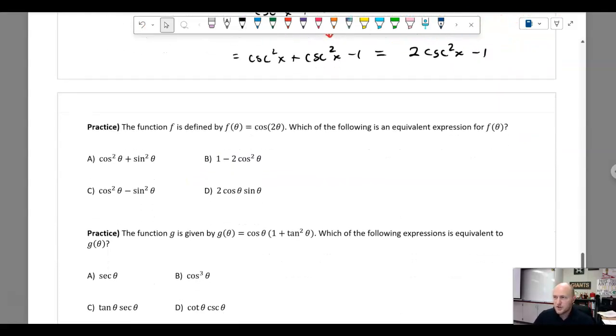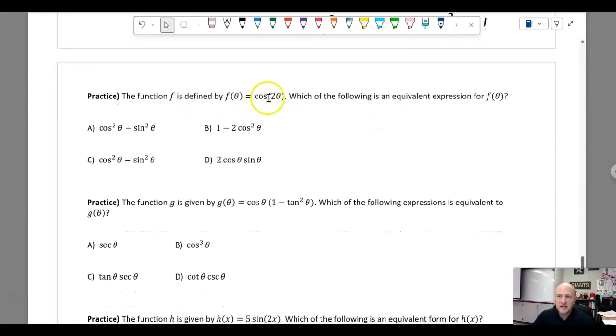Another practice one here, this one involving cosine double angles. So if you need to, make sure you go back and review those identities. But please pause me, try this one. F of theta equals cosine of 2 theta is equivalent to which of these?